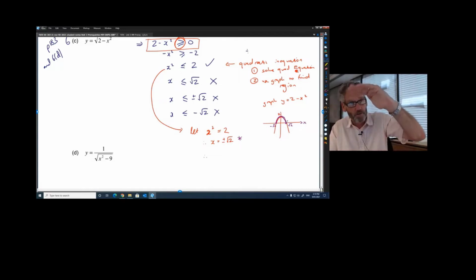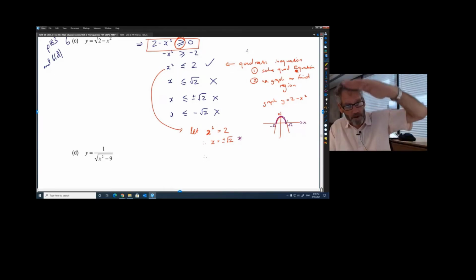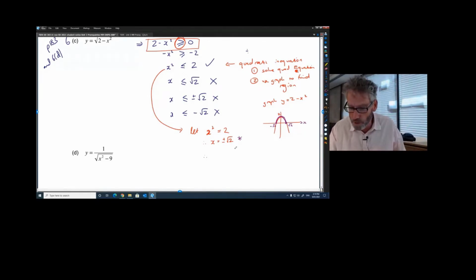It's greater than 0. Repeat, between negative root 2 and positive root 2, the graph is above the x-axis, therefore the values are positive. So the final answer is negative root 2 less than or equal to x less than or equal to positive root 2, which is different to all of those incorrect answers that I wrote down earlier.